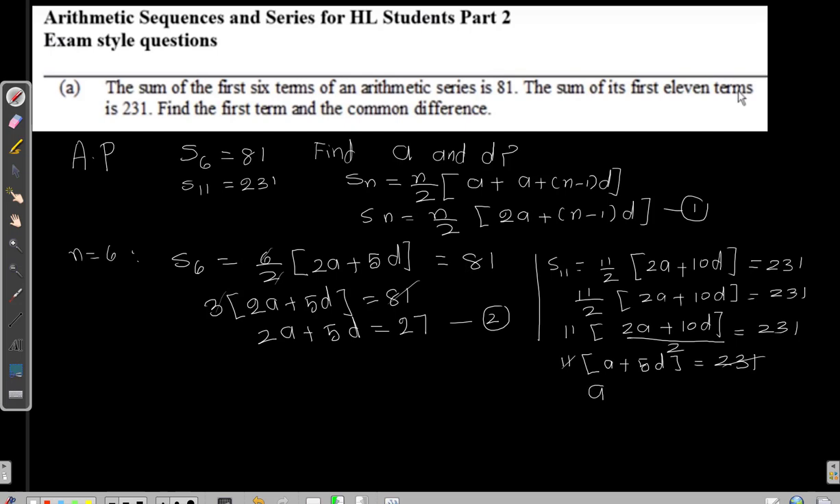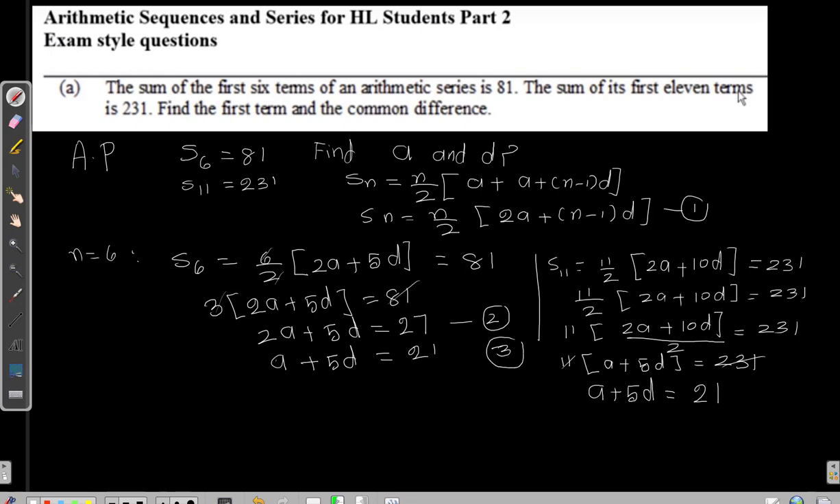So a plus 5d equals 231. When I divide by 11, so 22, that's going to be 2, and I got a 1 left, that's 1. So here I write a plus 5d equal to 21. I call this equation number 3.